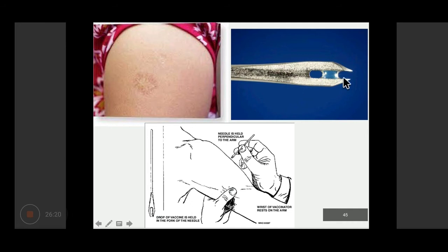So this is the needle that was used for giving the smallpox vaccine. It is a bifurcated needle, and between the two prongs there's a drop of the vaccine. This needle was held in one hand and pricked into the upper part of the arm multiple times. This is how the Vaccinia vaccine was delivered.